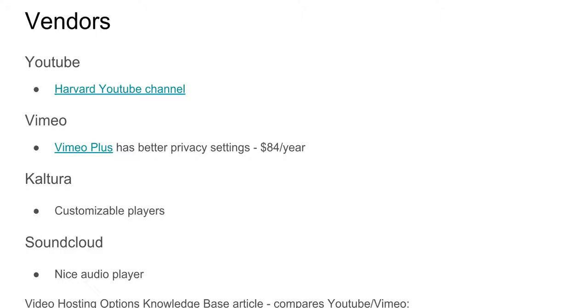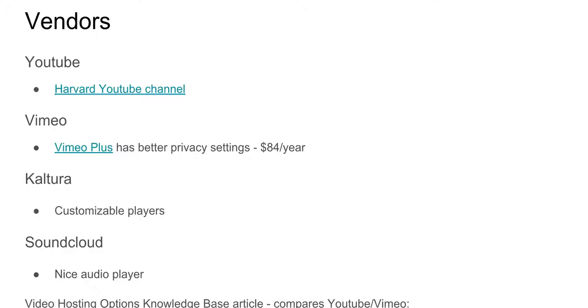Some of the vendors that we recommend for video and audio: SoundCloud is down at the bottom here for audio if you want to embed that externally. For video, YouTube, Vimeo, and Kaltura is another popular option. For YouTube and Vimeo, you just need the link. You don't have to put the iframe in. And for Kaltura, you will need to embed with the full iframe code.